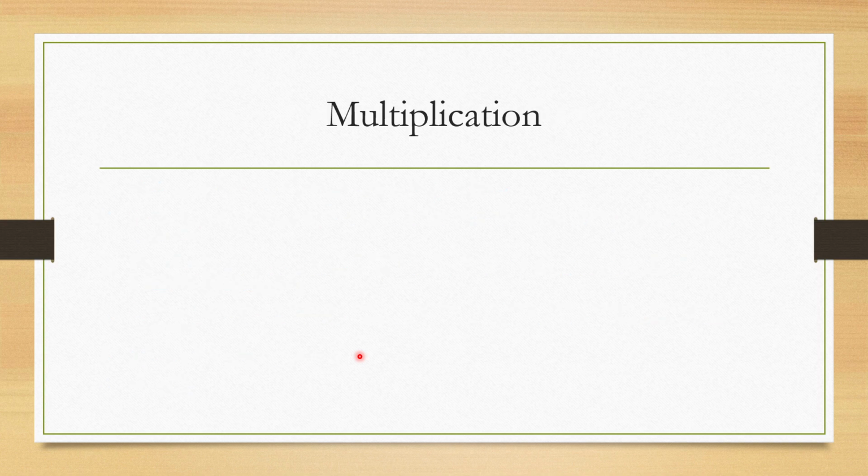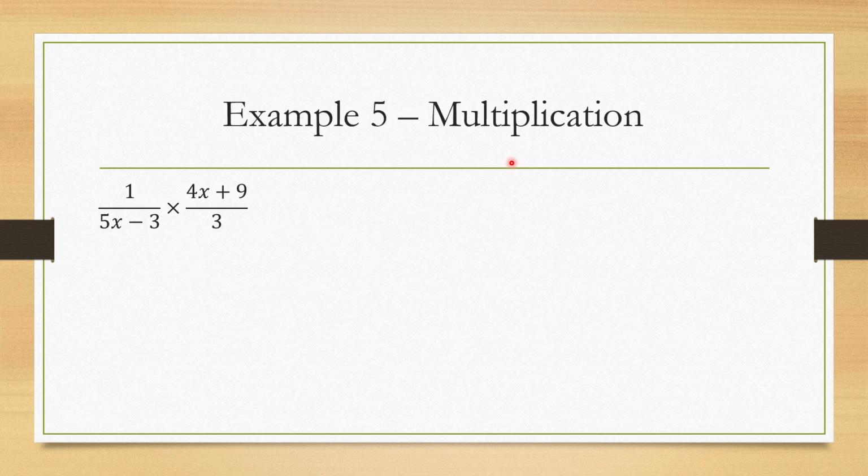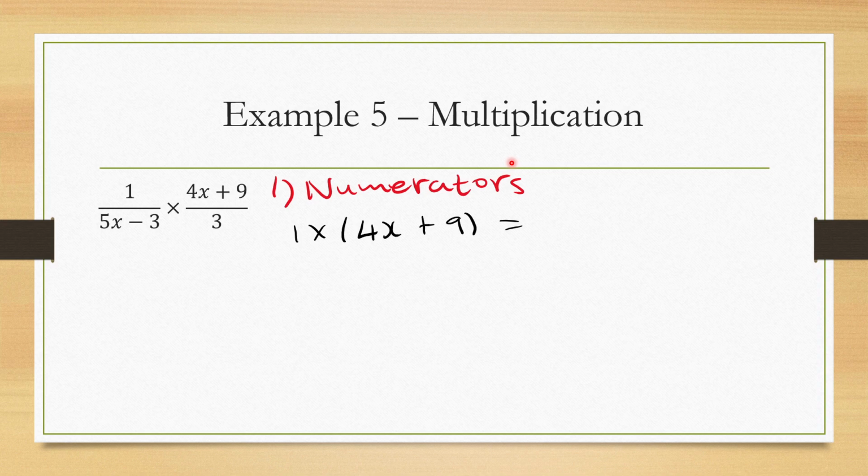So multiplication. Multiplication is the easiest thing, same as before. You just multiply the numerators, then multiply the denominators, and you simplify. As easy as that, it's the easiest one out there. So let's take an example. Example 5, multiplication. We have 1 over 5x minus 3 multiplied by 4x plus 9 over 3. So we take the numerators. It's 1 multiplied by 4x plus 9. 1 multiplied by 4x is 4x and 1 multiplied by 9 is 9.